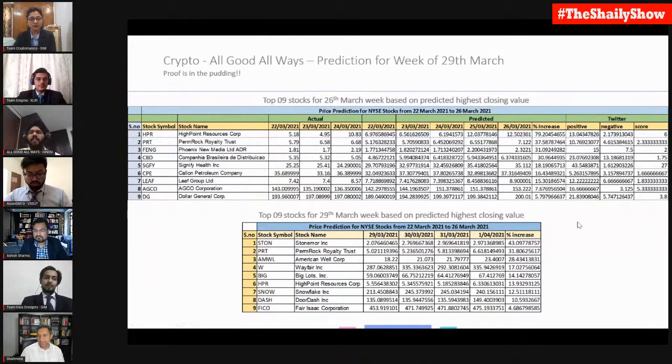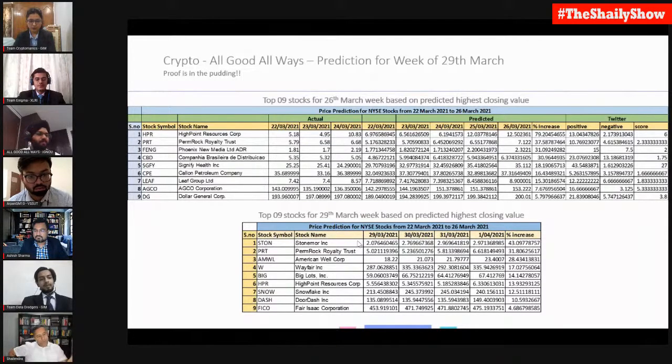So the top 10 predicted stocks for the next week would be Stonemore Incorporated with an increase of 43%. And these are only 4 values you'd see here because Friday is a holiday, Good Friday, 2nd of April. Yep. So these are only 4 values here.